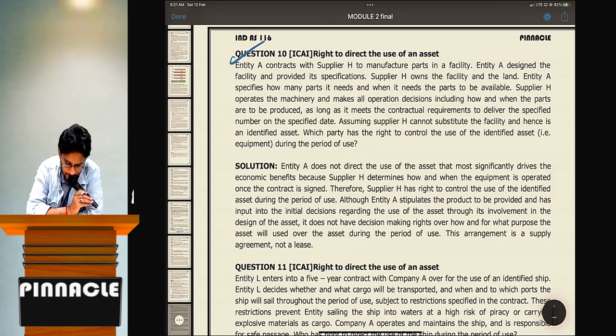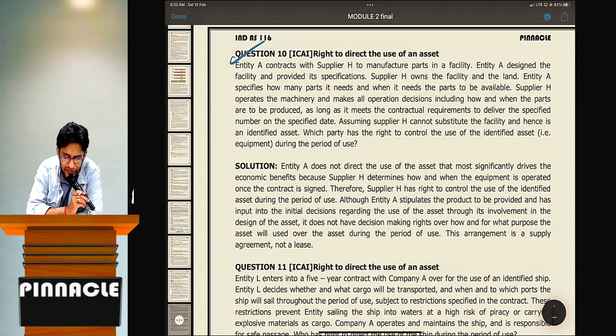Entity A specifies how many parts it needs and when it needs the parts to be available. So quantity and delivery date, Entity A will tell. Supplier H will operate the machinery and makes all operating decisions, including how and when the parts are to be produced, as long as it meets the contractual requirements to deliver the specified number on the specified date. Assuming H cannot substitute the facility, and hence it is an identified asset.